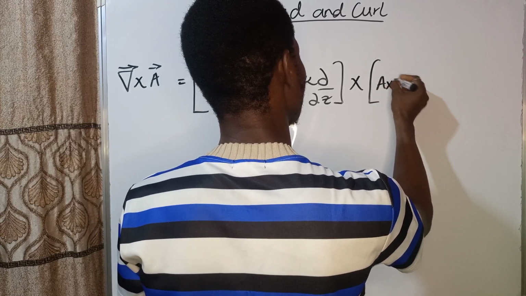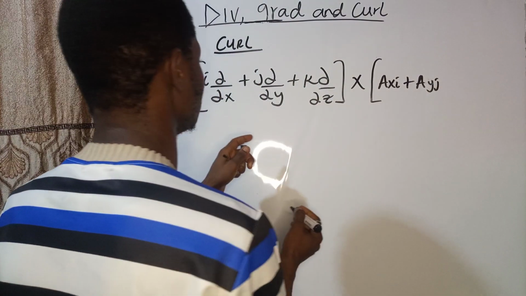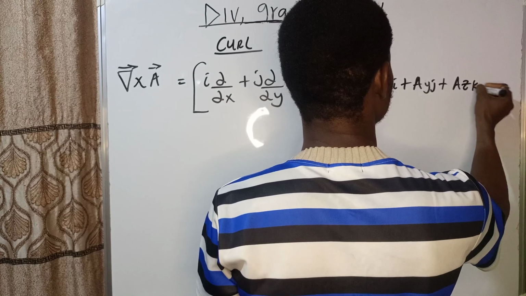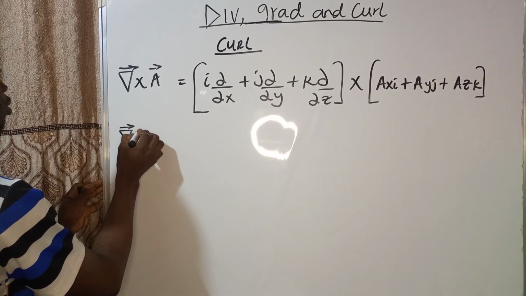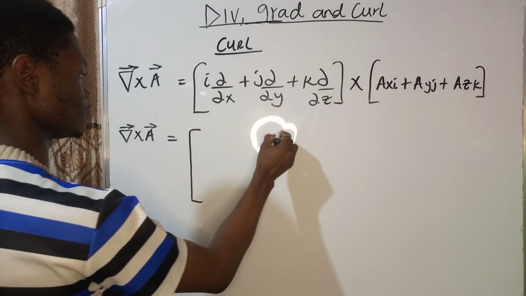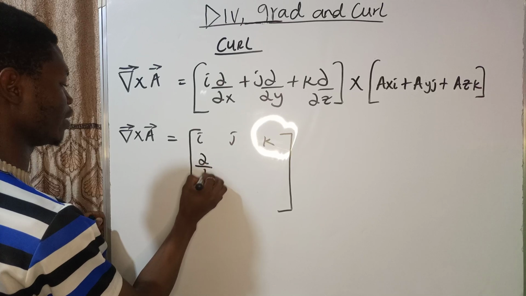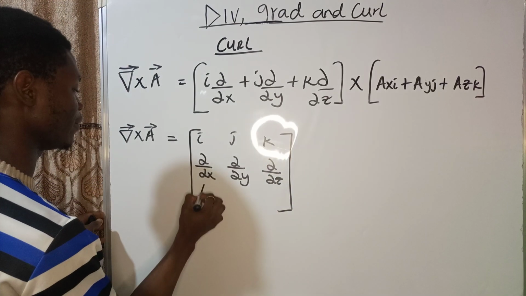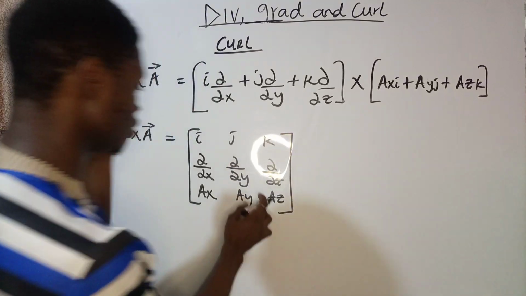Now times A_x i plus A_y j plus A_z k. So when this is multiplied, it will be in this form. For cross multiplication, we arrange it in a matrix form. So it is i, j, k, then partial derivative all over x, partial derivative all over y, partial derivative all over z, then A_x, A_y, and A_z. So this is what we are going to have.